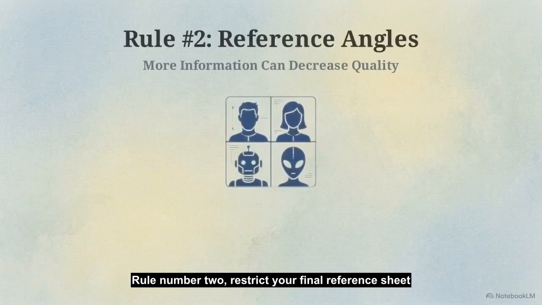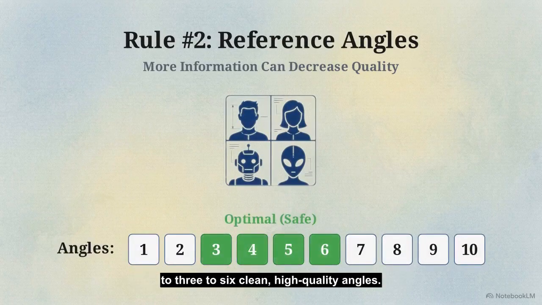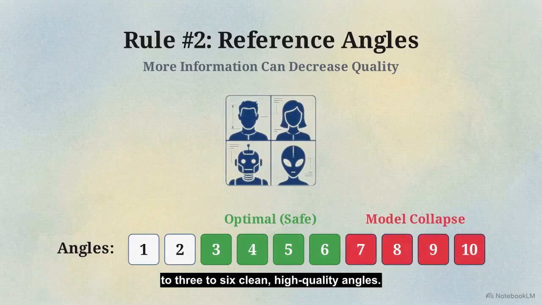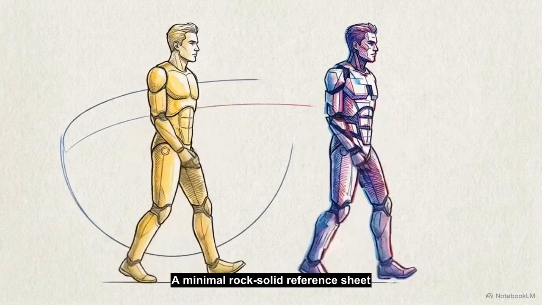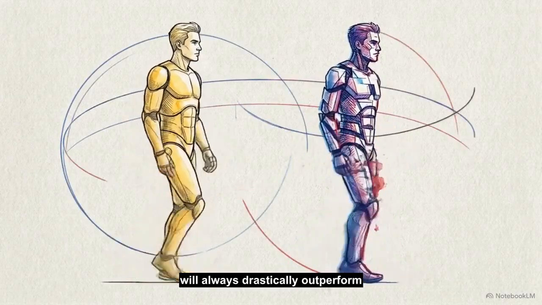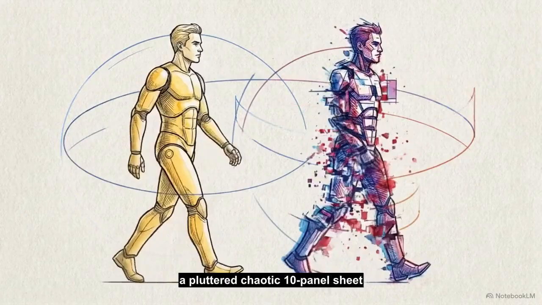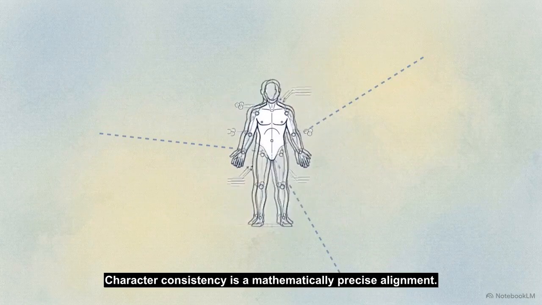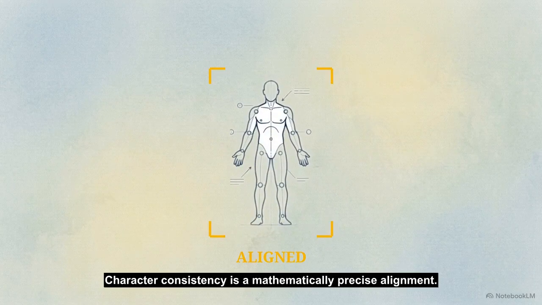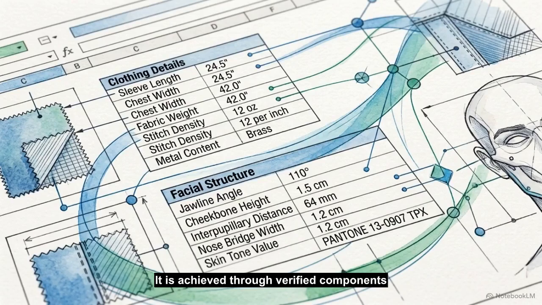Rule number 2, restrict your final reference sheet to 3 to 6 clean, high-quality angles. When you push past a handful of views, you force the AI to average out conflicting details, leading to a total collapse in image quality. A minimal, rock-solid reference sheet will always drastically outperform a cluttered, chaotic 10-panel sheet that causes immediate model confusion. Character consistency is a mathematically precise alignment. It is achieved through verified components and strict parameters, not a lucky prompt.